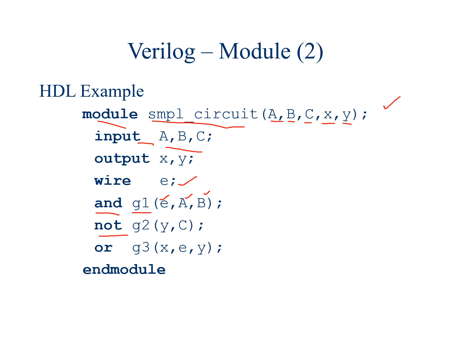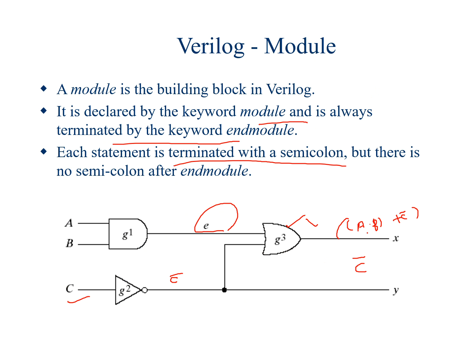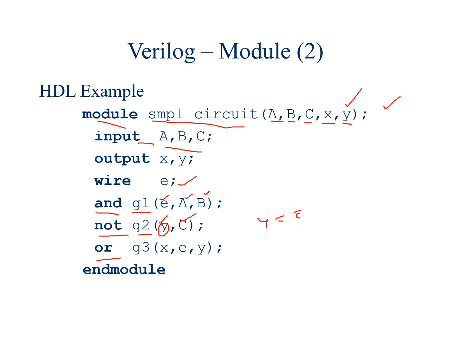Similarly, the not keyword is called, and this is a structural instantiation for your NOT. Y is your output, C is your input, in which Y is equal to C bar here. Now this is given to the OR gate. And now we got our output Y, which is equal to C bar.